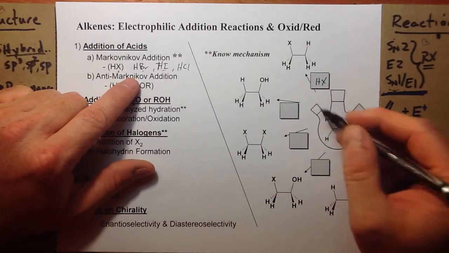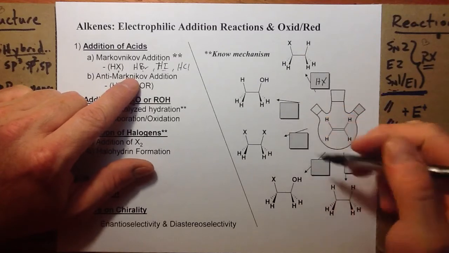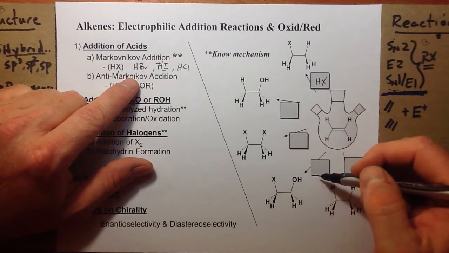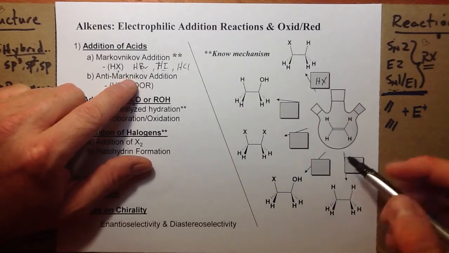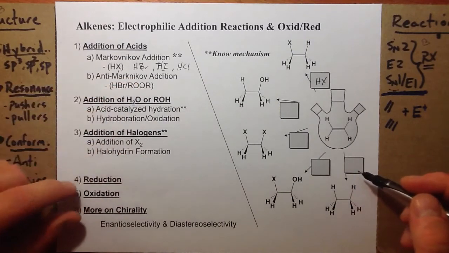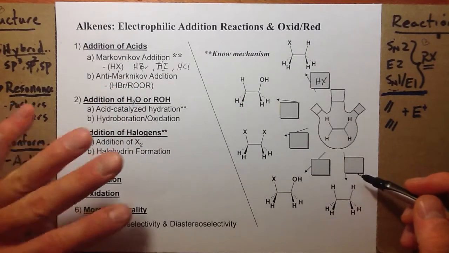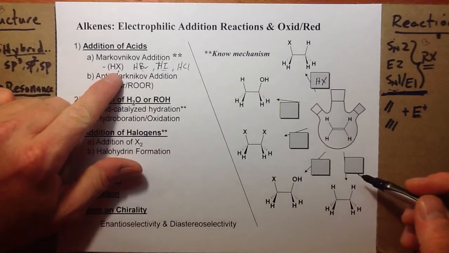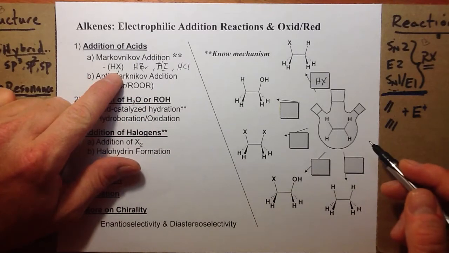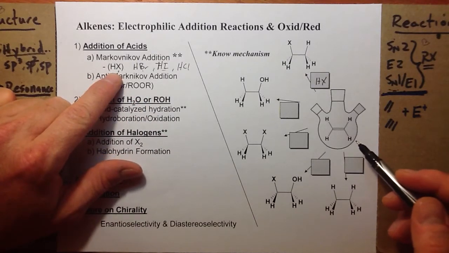We'll fill in the rest of these boxes, the other polar reactions, these three. And then the last recording will be on oxidation reduction reactions. So we'll have three recordings. The first one just looking at addition of acid across a double bond, addition reactions.